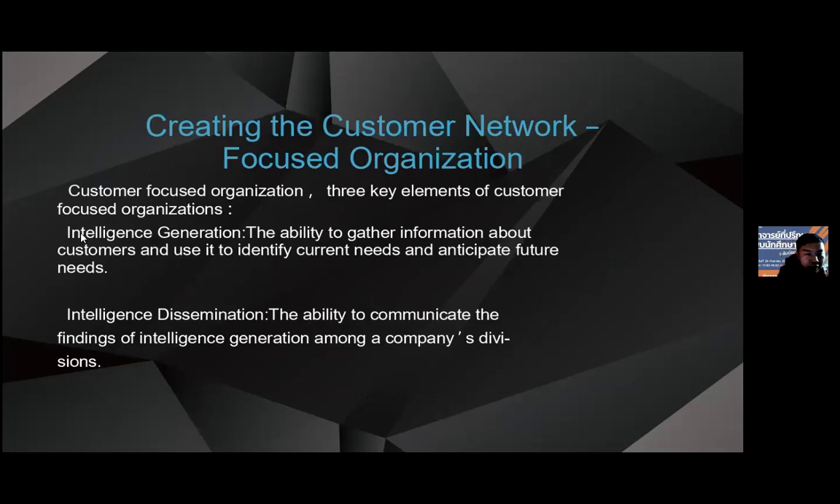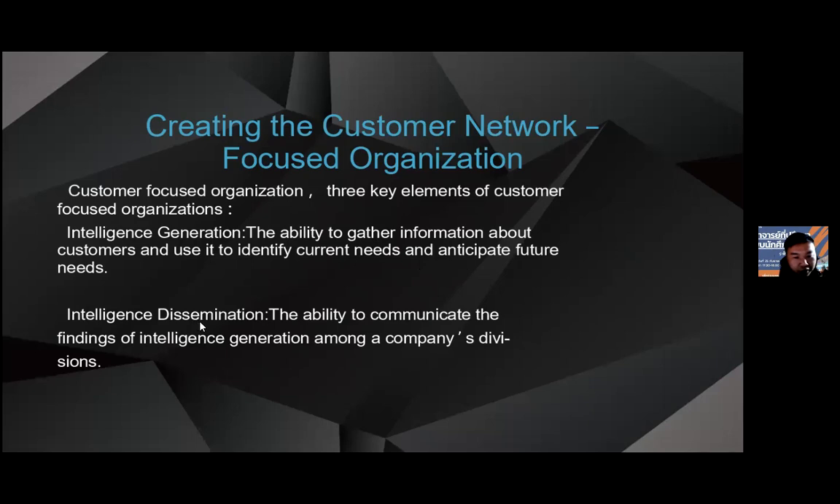The first one is intelligence generation, the ability to gather information about the consumer and use it to identify current needs and anticipate future needs.